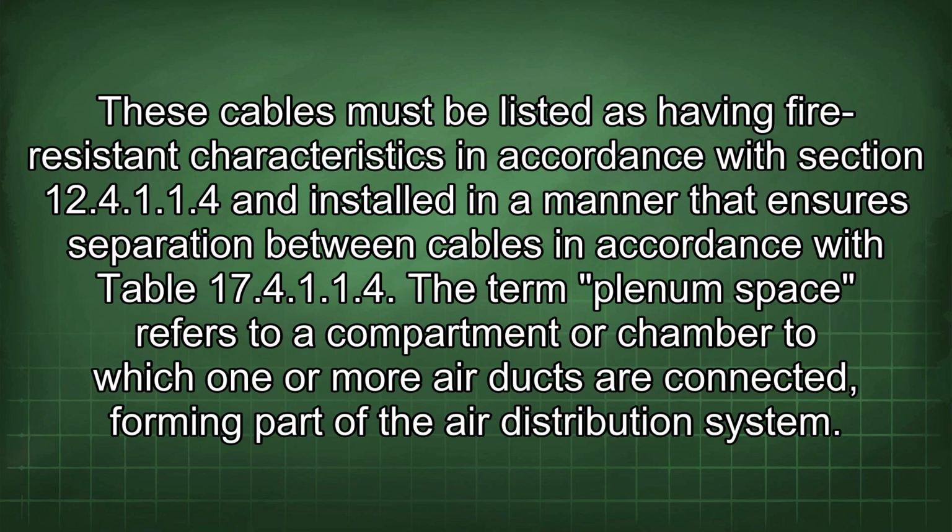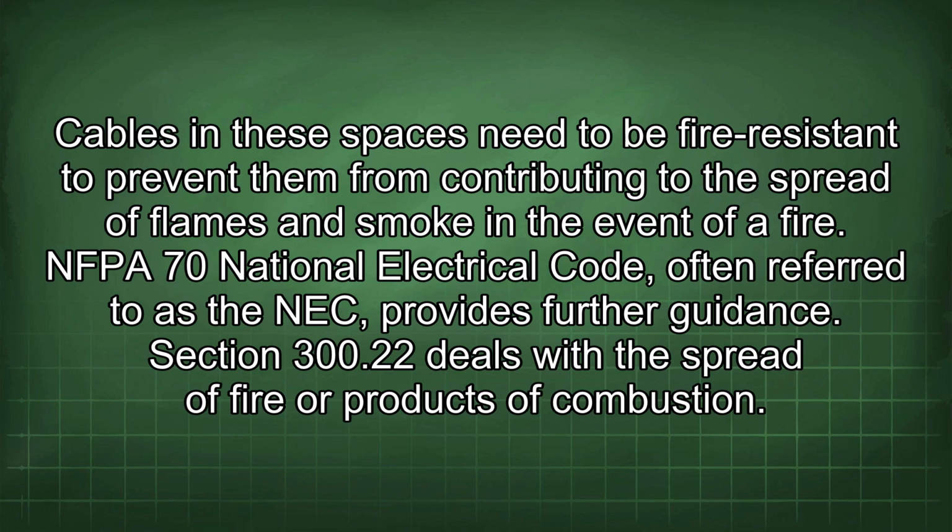Section 12.4.1.16.6 addresses cables installed in ceilings of plenum spaces. These cables must be listed as having fire-resistant characteristics in accordance with Section 12.4.1.14 and installed in a manner that ensures separation between cables in accordance with Table 17.4.1.14. The term plenum space refers to a compartment or chamber to which one or more air ducts are connected, forming part of the air distribution system. Cables in these spaces need to be fire-resistant to prevent them from contributing to the spread of flames and smoke in the event of a fire.